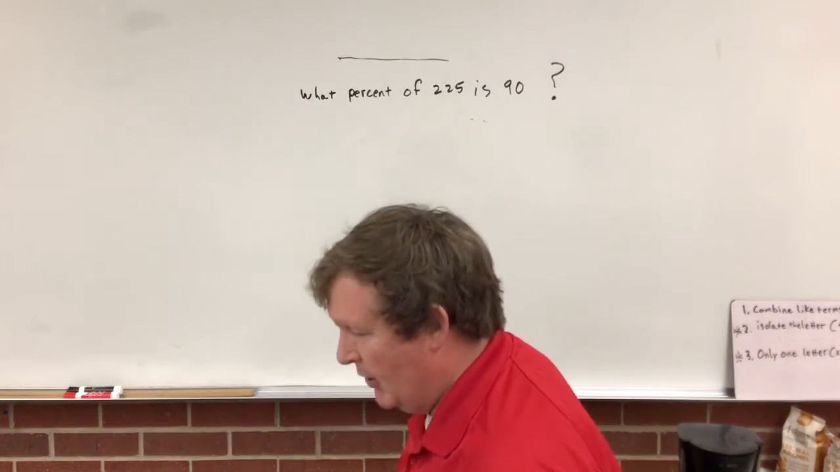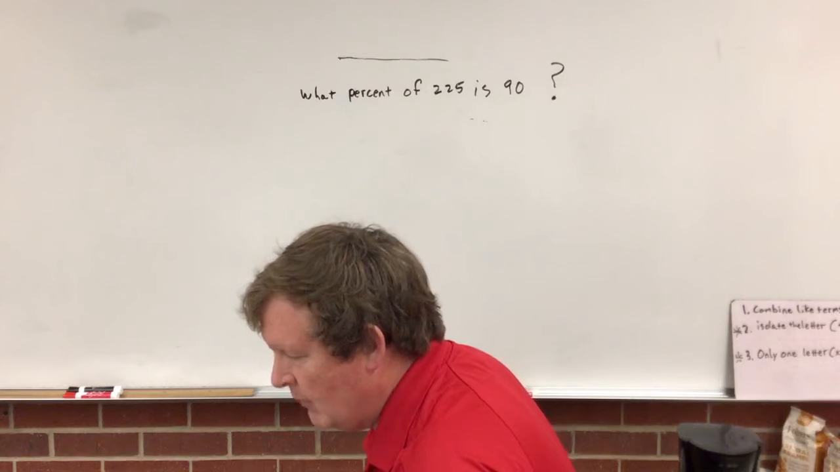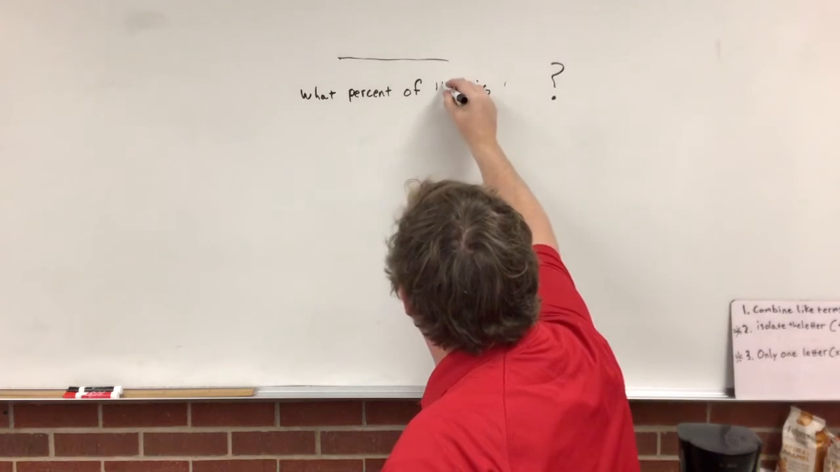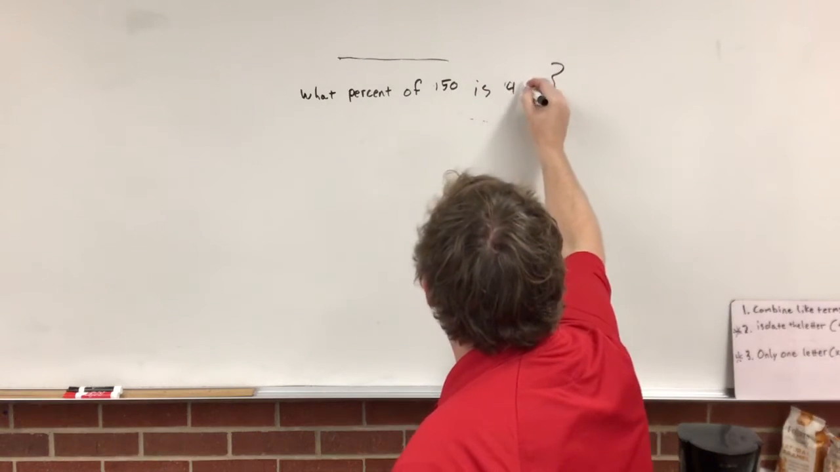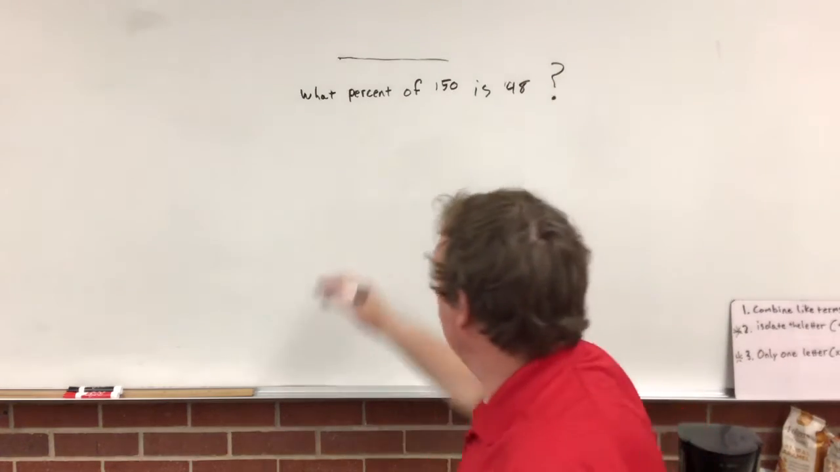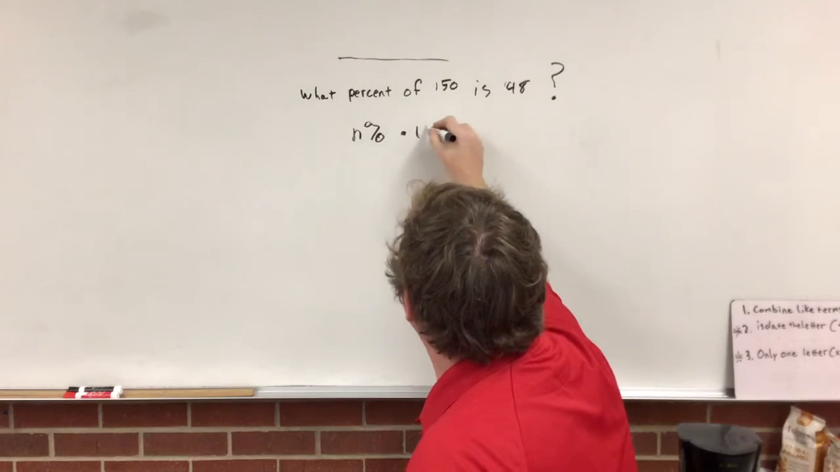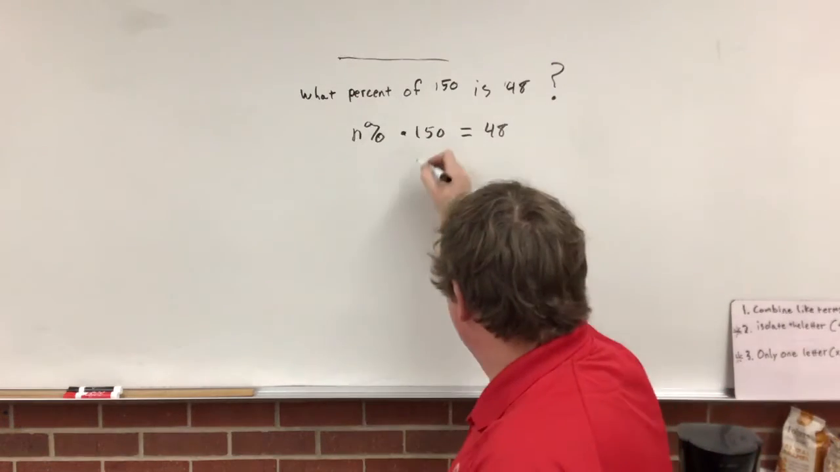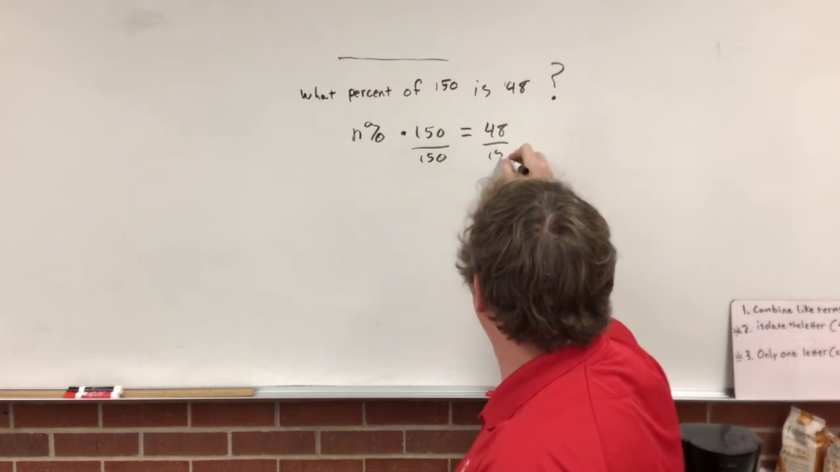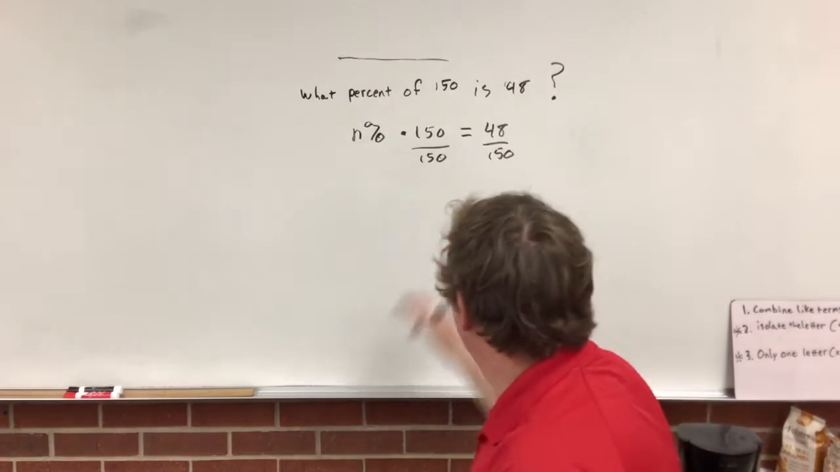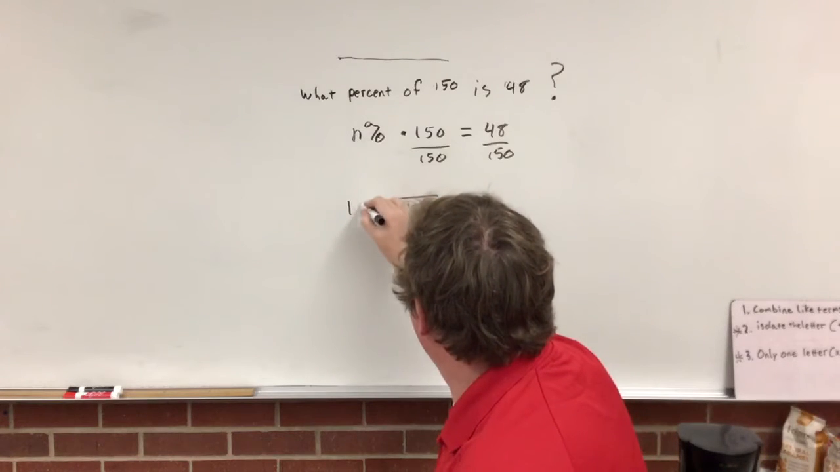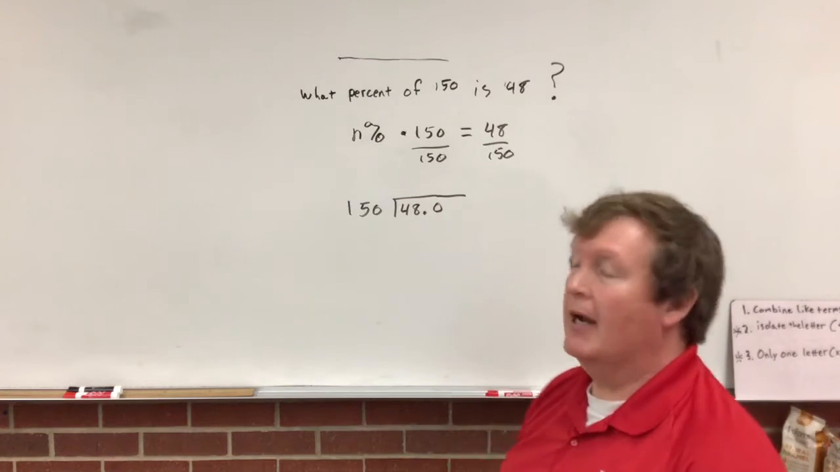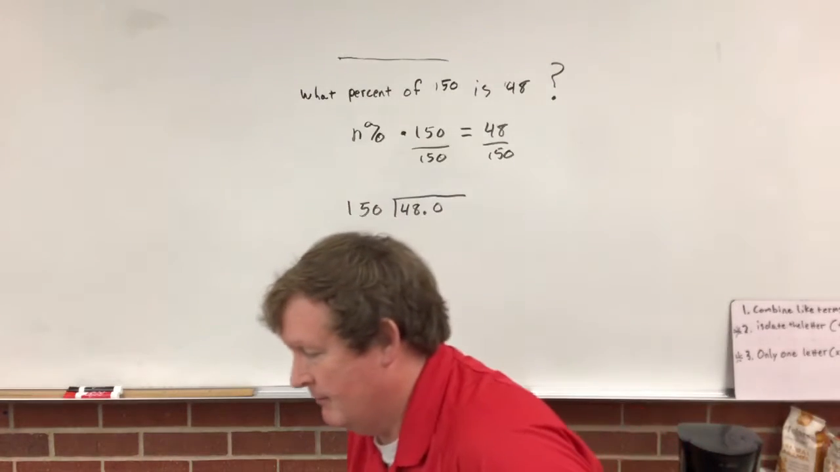Okay, look at number 4. Oh, numbers changed here. So it says, what percent of 150 is 48? Okay, percent times 150 equals 48. Next step, divide by 150. Next step, take that 48, divide it by 150, add a decimal and a 0, and away you go. Remember, at the end, move your decimal 2 places over. Okay?